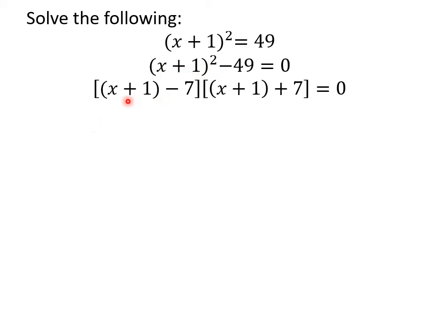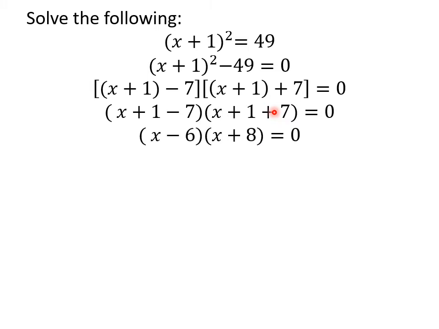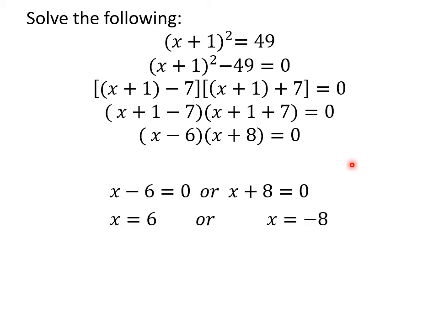So the factorized form is (a minus b) and (a plus b), and we remove the parentheses and do the math. So 2 parentheses equal 0, then either the first one is equal to 0 or the second one is equal to 0. The two solutions are x equals 6 and x equals minus 8.